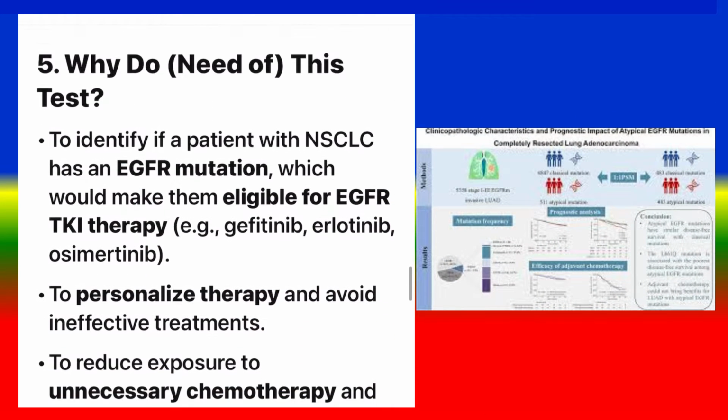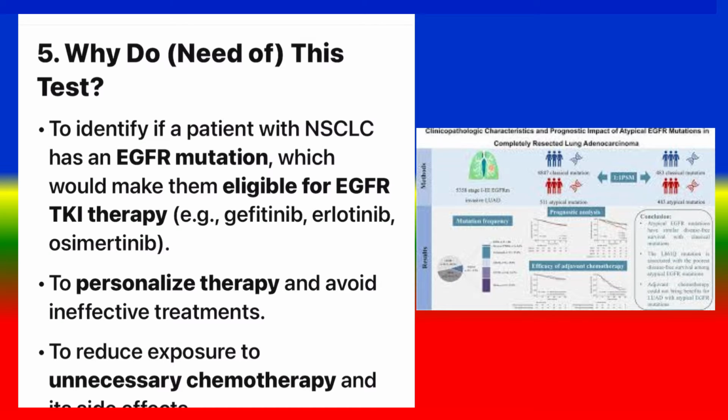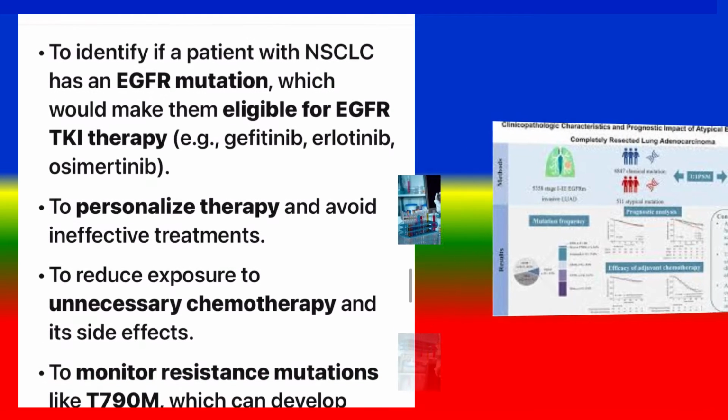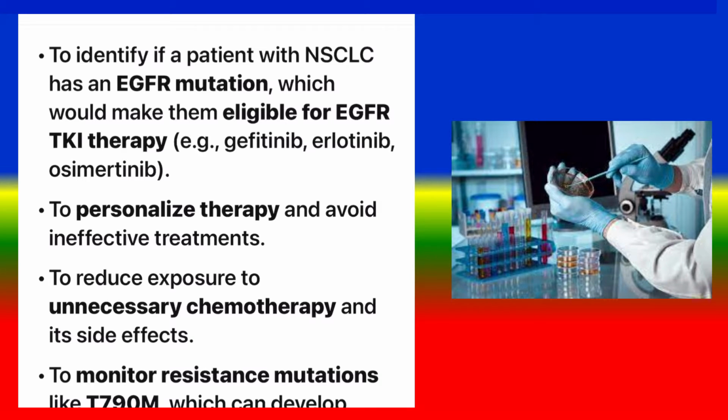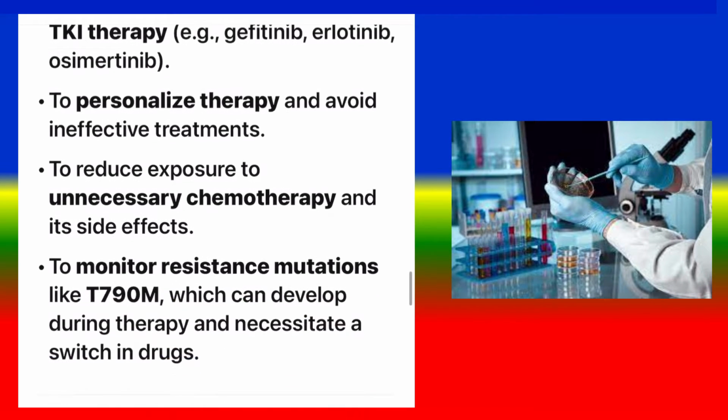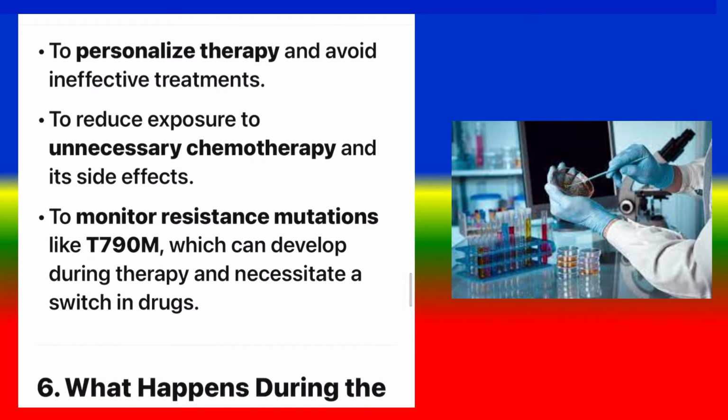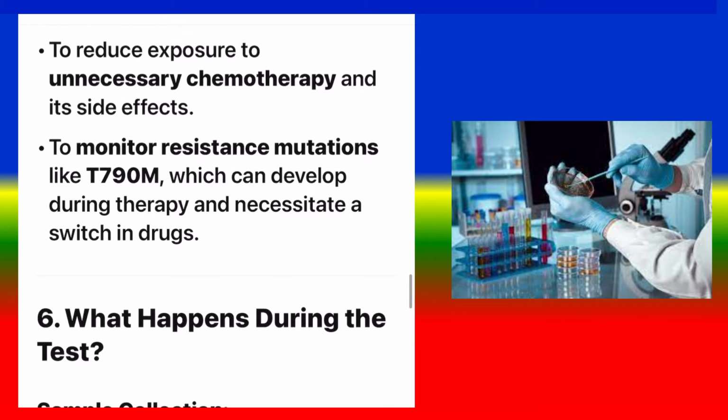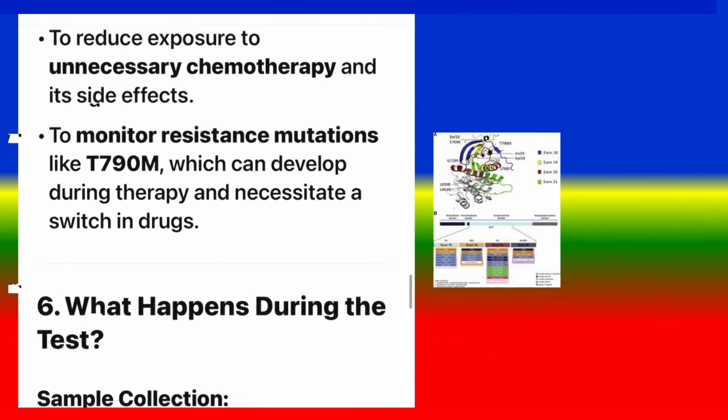Why do we need this test? To identify if a patient with NSCLC has an EGFR mutation, which would make them eligible for EGFR TKI therapy, e.g. gefitinib, erlotinib, osimertinib. To personalize therapy and avoid ineffective treatments. To reduce exposure to unnecessary chemotherapy and its side effects. To monitor resistance mutations like T790M, which can develop during therapy and necessitate a switch in drugs.